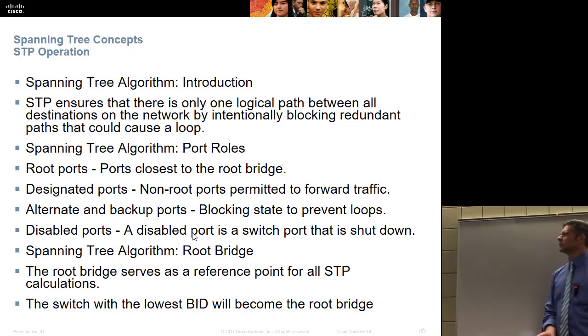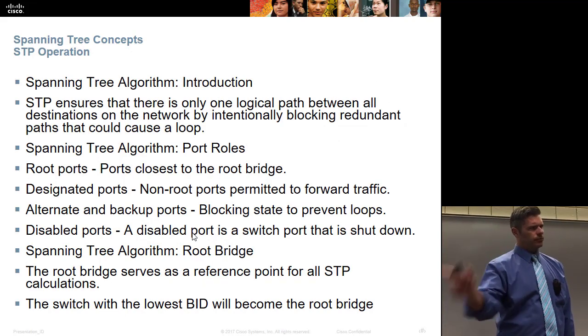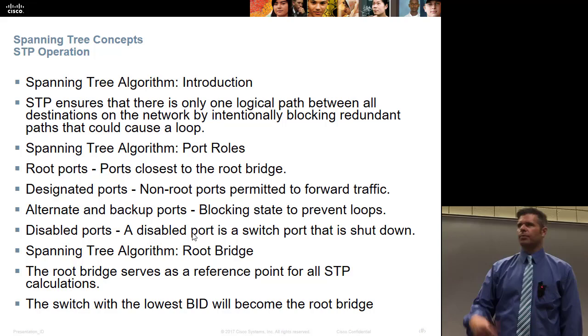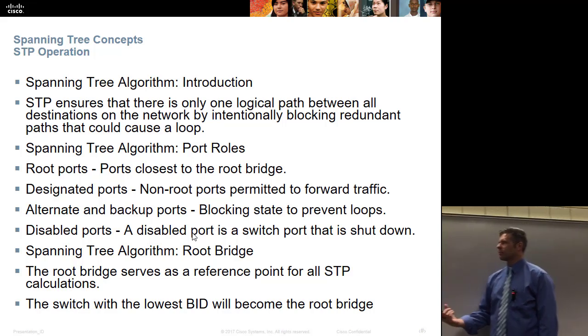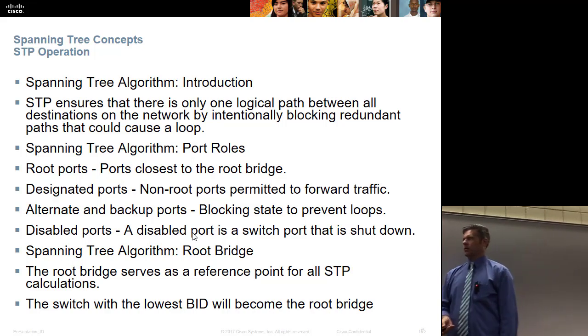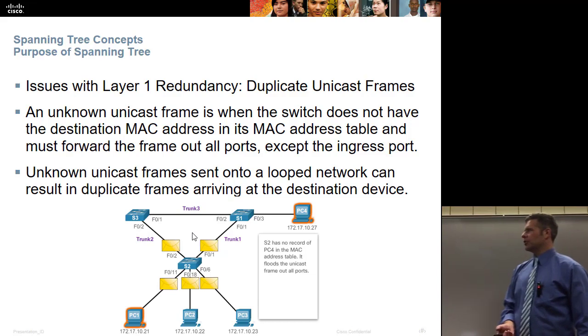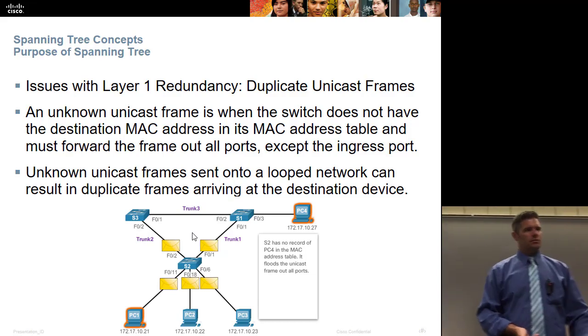So how do we fix that? We use an algorithm, which is just a step of actions we take to solve a problem, to make sure that in this case, there's only one logical path. To make sure that something like this between trunks 1, 2, and 3 never happens.